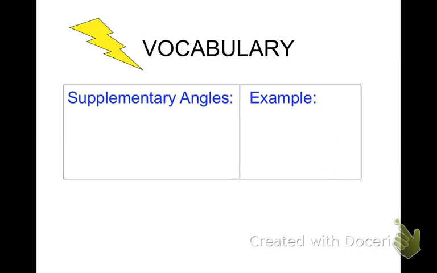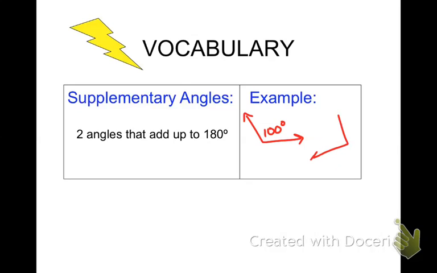So what do you think supplementary angles would be? Two angles that add up to 180 degrees. So if I have an angle that is 100 degrees, what would be the supplementary angle to it? 80 degrees. Good. Okay, so complementary angles add up to 90, supplementary angles add up to 180.